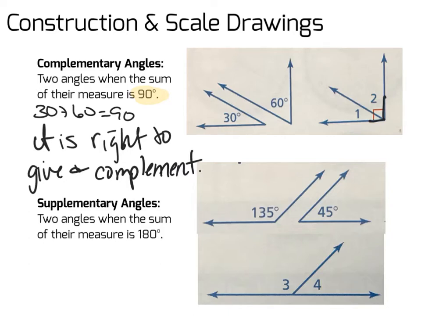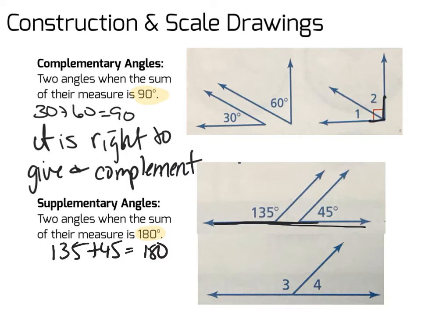Supplementary angles are when they add up and they equal 180. 180 is a straight line. So if you look at 135 plus 45 in the example, if you add those together, you're going to get 180, or you're going to get this straight line. So angle 3 and 4 are supplementary angles because they equal 180 degrees or are a straight line.